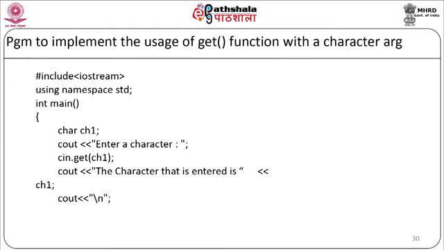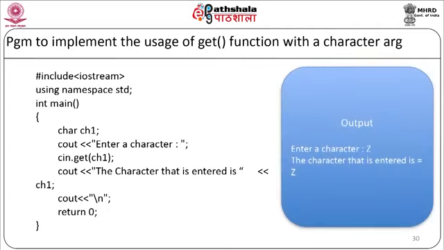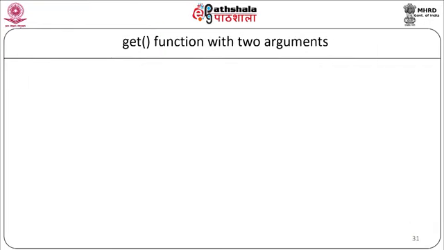cout endl, return 0 and our program will end. Now when the above code is compiled and executed, it will produce the result as "Enter a character". Suppose the character entered is z, then it will display the message as "The character that is entered is z". Now let's see a get function with two arguments.